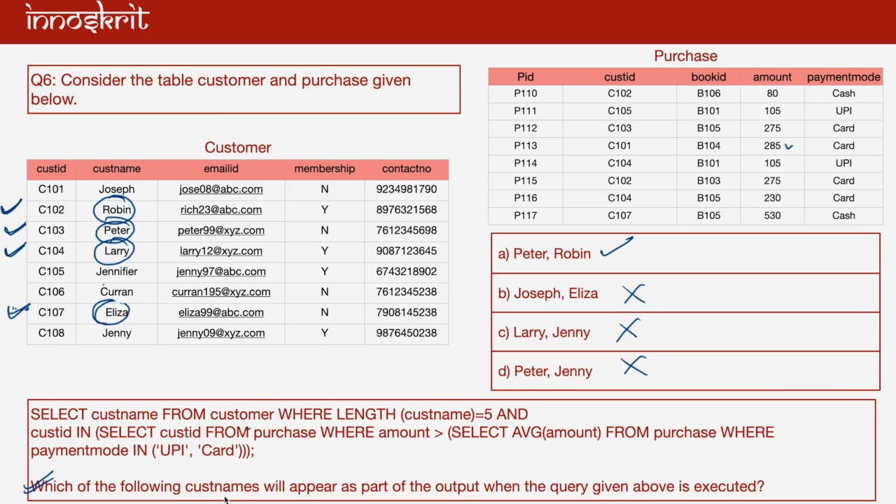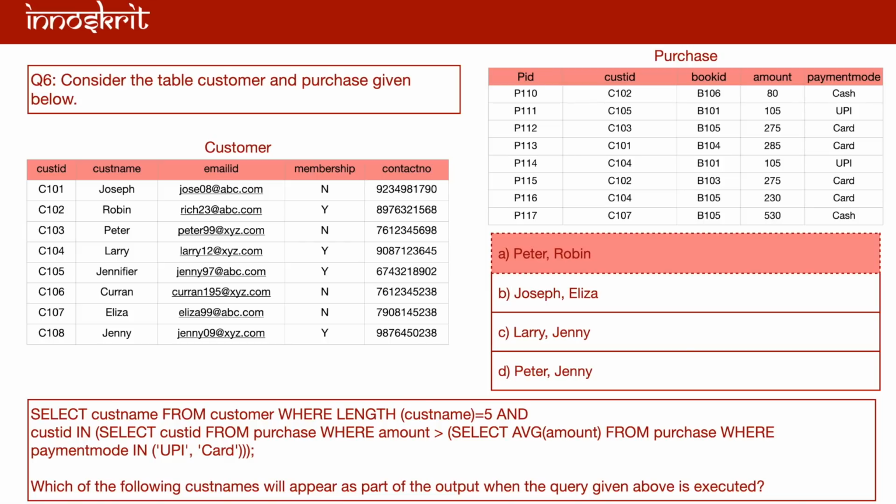Which of the following customer names will appear as a part of the output? As a part of the output. They have not said which of the following customer names will actually be the output. They have said which of the following customer names will be appearing as a part of our output. So only these two names will be appearing as a part of our output. Fine. So option A is going to be the correct answer. I hope you have understood this. Okay, now let's look at the next question.